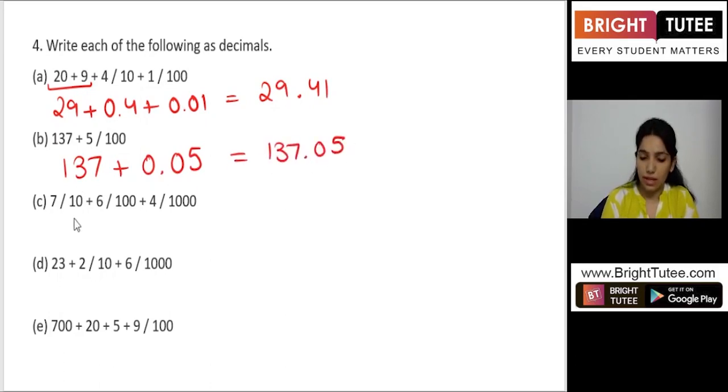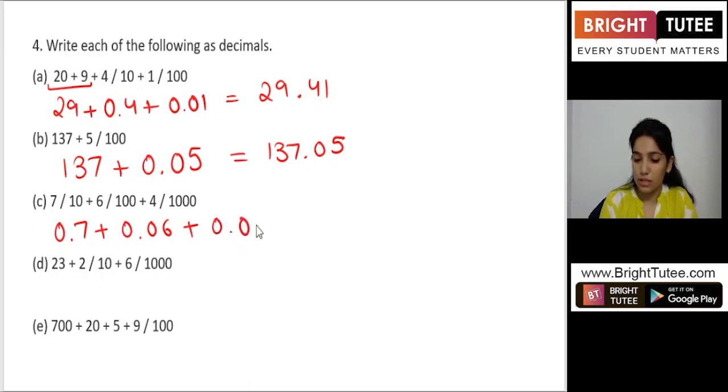The next one, the number is 7 over 10. So it is 0.7 plus 6 over 100, which is 0.06. And then it is 4 over 1000. So it is 0.004. Do you see? We put 004 because 4 needs to be at the third place after the decimal point. And the answer is 0.764.